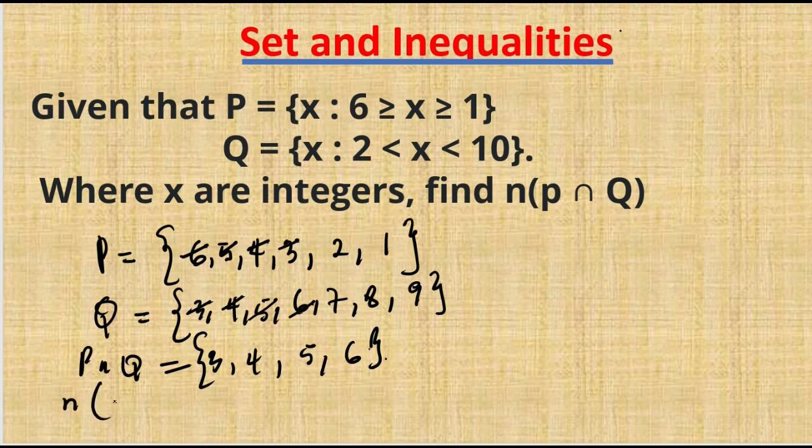Then N of P intersect Q will be the number of these elements. That's 1, 2, 3, and 4. So N of P intersect Q is the same thing as 4. So my answer should be 4.